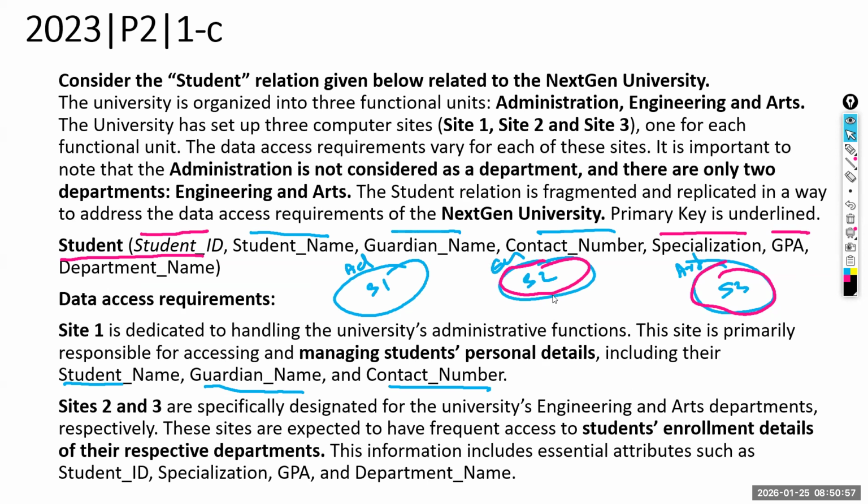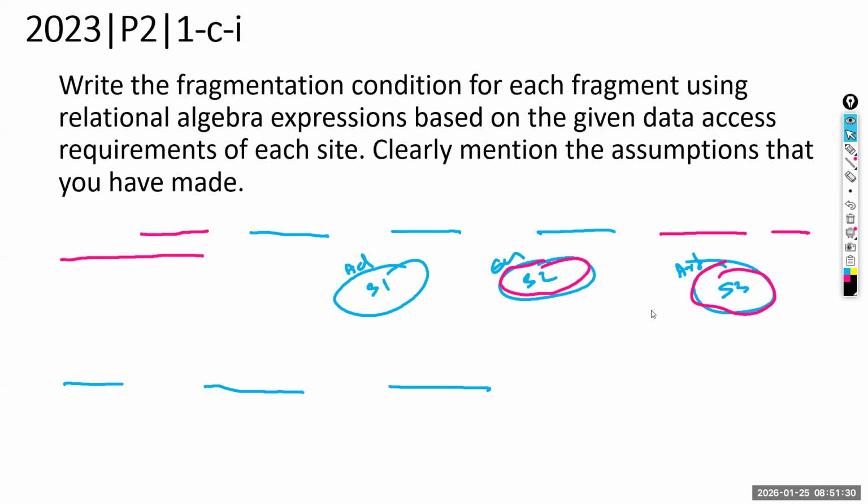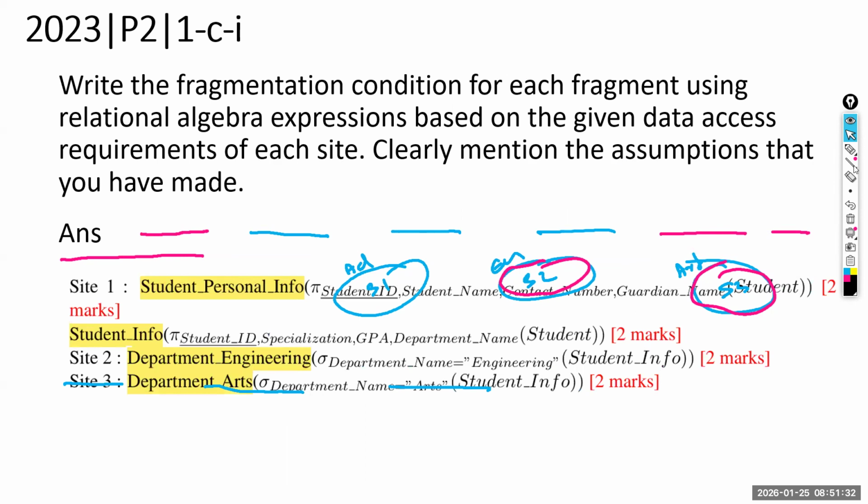So that is both sigma and pi. First use sigma so that department name is engineering, and then you pi for specialization, GPA, department name, and student ID. For site 3, in the sigma you make sure that department name is art, and then pi student ID, specialization, GPA, and department name. Okay, so that is how you are supposed to do, right?